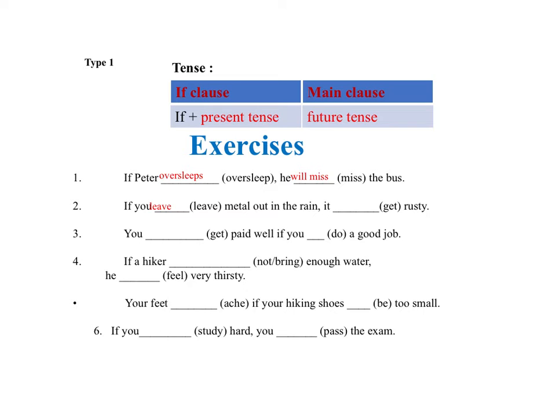Now, we're using a type 1 conditional here, so with the type 0, you would say it gets rusty, but we are using a type 1, which becomes what? Well, it becomes it will get rusty. So yes, remember, very important, the will get for your type 1.